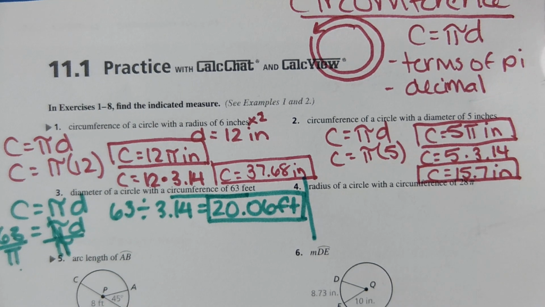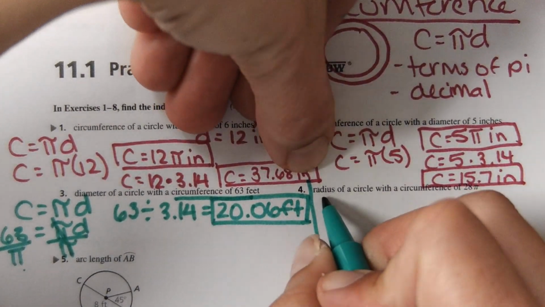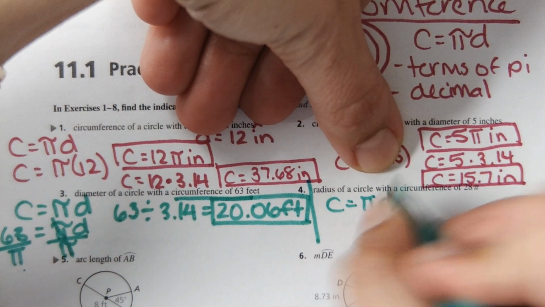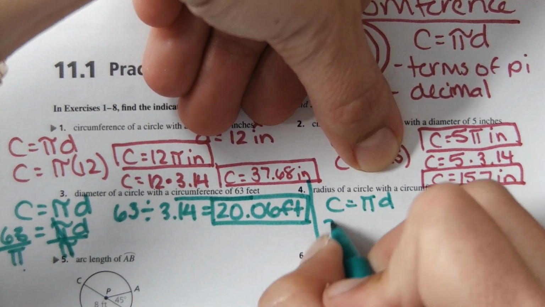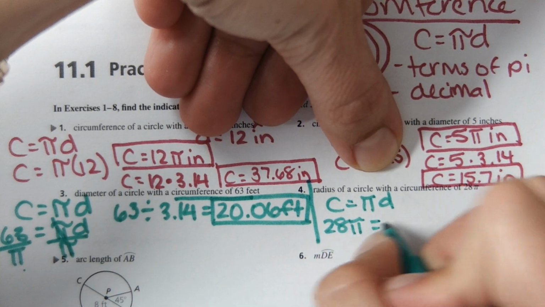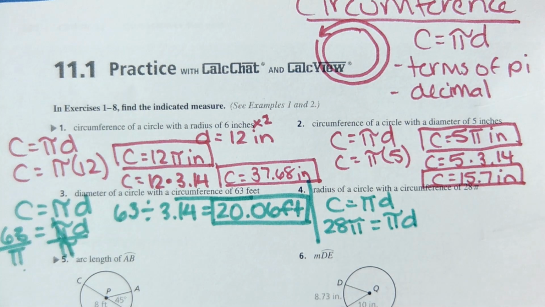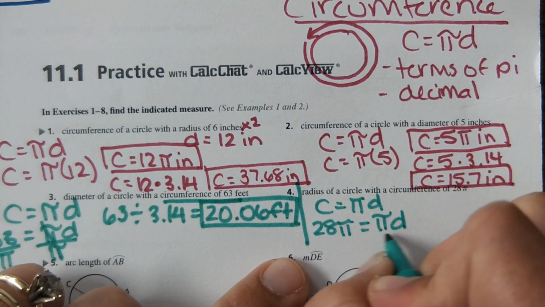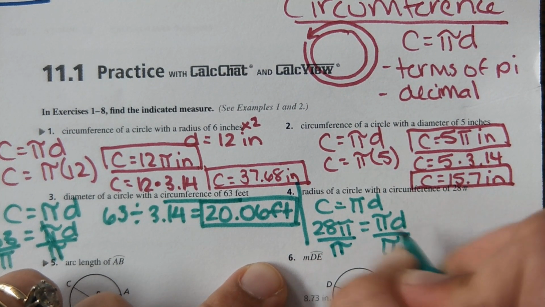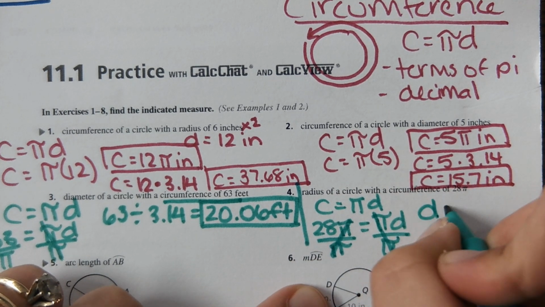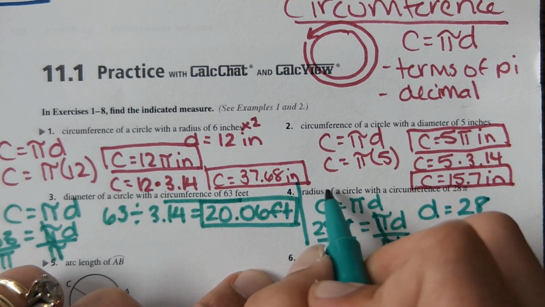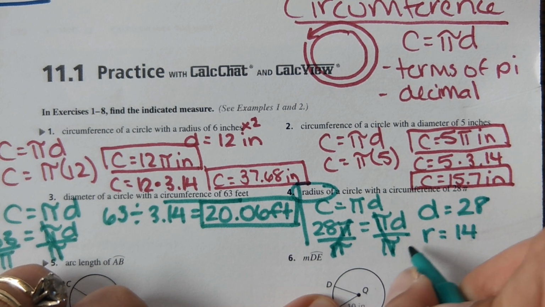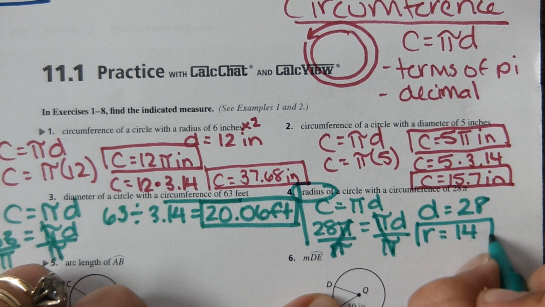Okay, number 4, same type of problem. It wants to know the radius of the circle with a circumference of 28 pi. Circumference is pi times diameter. So circumference is 28 pi equals pi times diameter. We're going to solve for d first. So to get diameter by itself, divide both sides by pi. This cancels, and diameter equals 28. However, the question here is asking for radius, so just divide that by 2, and the radius is 14.